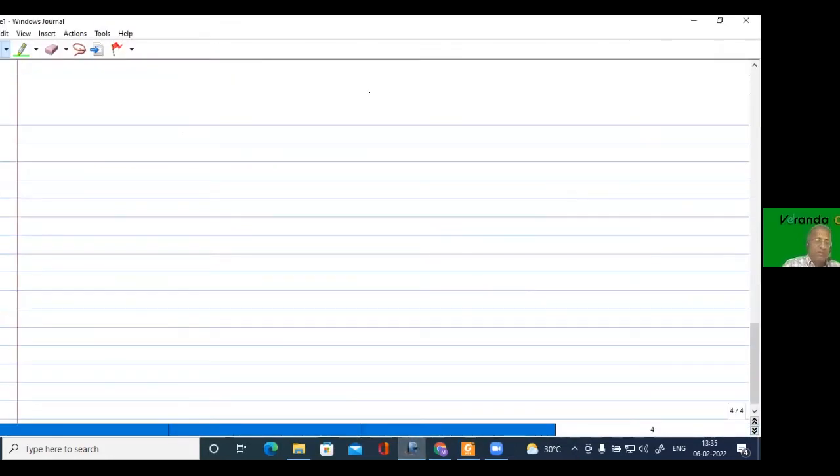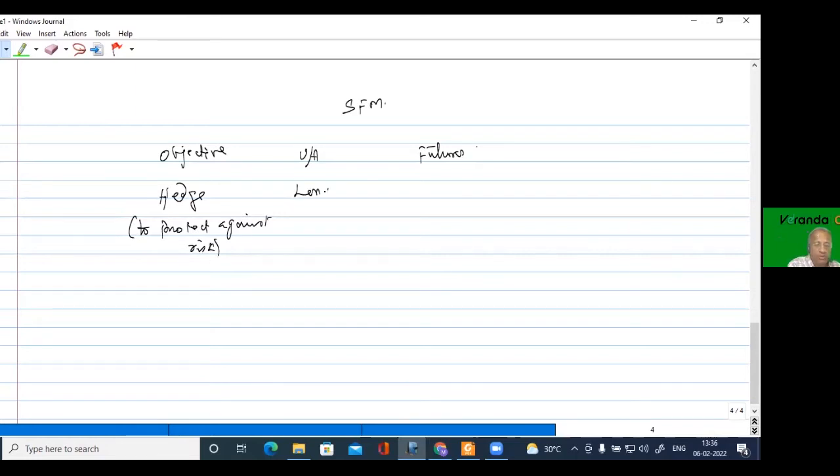The first and foremost thing that you have to understand is we have the underlying and we have futures. If our objective is only to hedge, it means to protect against risk. This means loss. If you are in long position, long means buy.